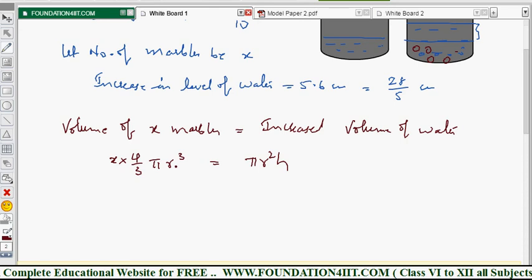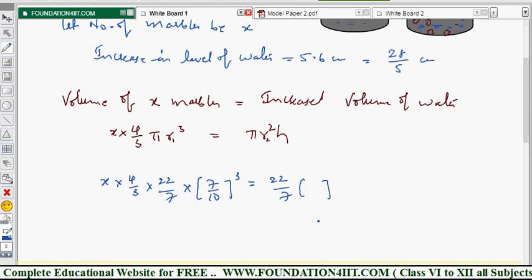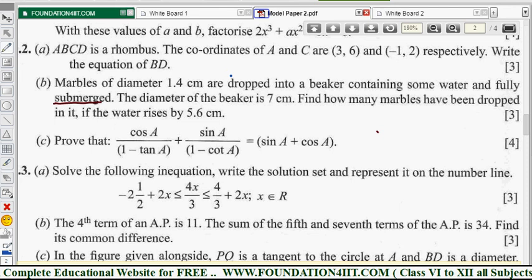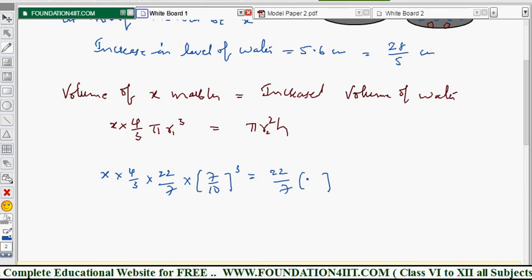So here r is different, r2 is different. So we can take r1 and r2. Then just substitute the values. x into 4 by 3, 22 by 7, and the r value is 7 by 10 whole cube, and the pi value is 22 by 7. Here the radius is 7 by 2. The diameter is given as 7 centimeters, so the radius is 7 by 2 squared, and the height is 28 by 5.